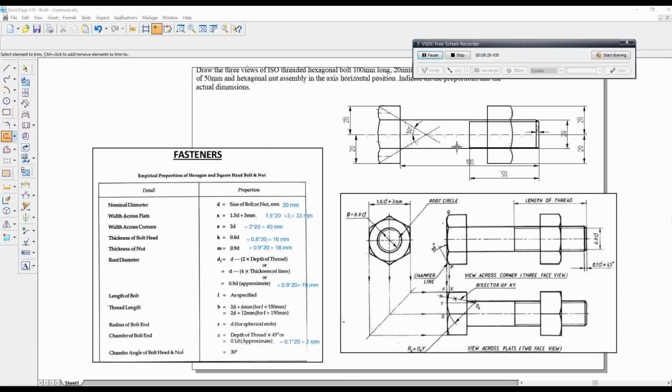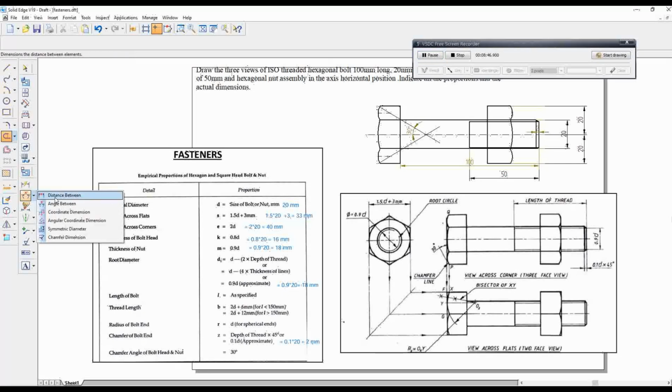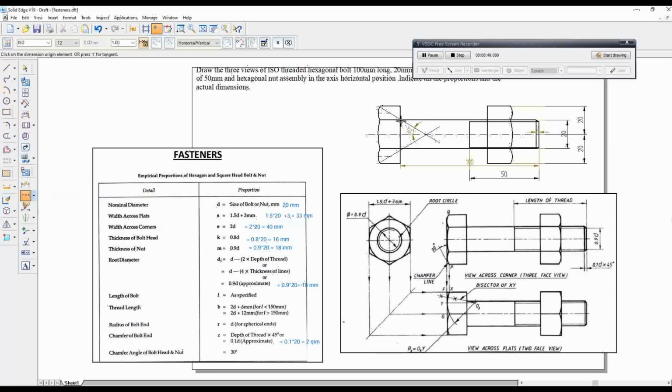Like this, we have to construct the front view of the bolt and nut assembly. Here you see. Show the major dimensions. Height, width, everything. Length of the bolt, and root dia, nominal dia, everything.